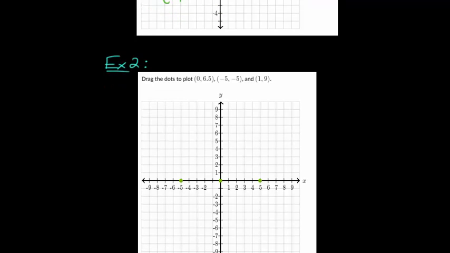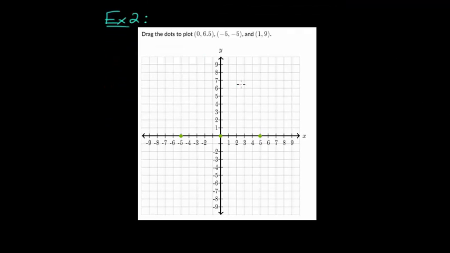So moving on to this next example. This one's essentially the opposite type of problem. You'll start with these points and you have to drag them to the correct coordinate. So for this first one, we have 0, 6.5. Remember x first, then y. So 0 in the x is along the y-axis and then up to 6.5. So that would be that point right there.